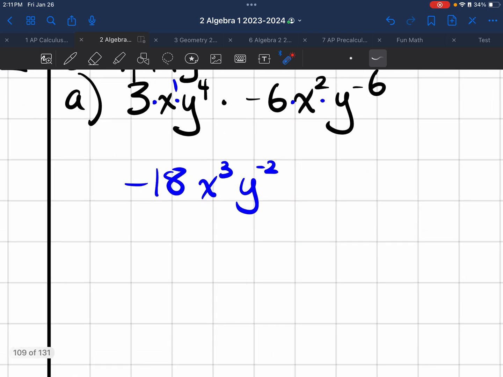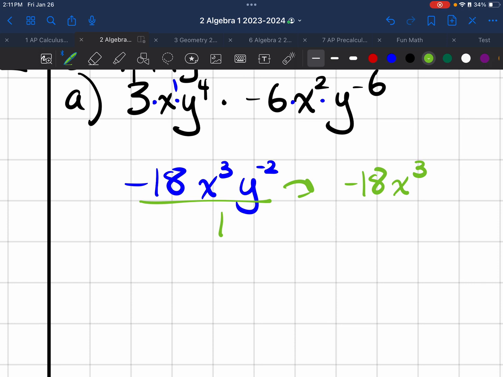The way that I do that is technically, this is all over 1. I'm going to flip this y down to the denominator, and instead of having a negative 2, I will have a positive 2. So my additional step here will be to put just the y, just the base that had the negative exponent. These had positive exponents, technically a positive 1 and a positive 3, so these are going to stay behind. I have a negative 18 and an x to the power of 3 that are staying in the numerator. The denominator is now a y to the power of a positive 2, and here is my final answer.